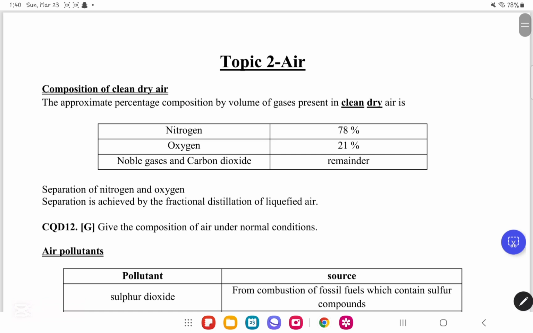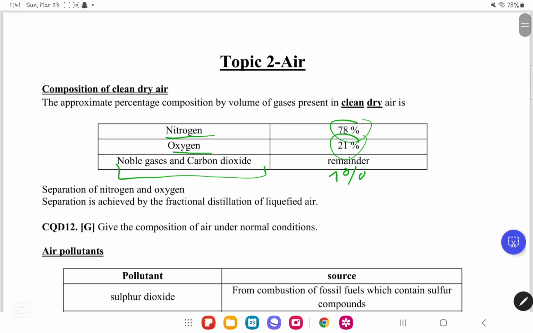So based on the table, we can see that nitrogen is 78% of the air by volume, of course. Oxygen is 21% of the air by volume, and then the remainder is noble gases and carbon dioxide. To calculate the remainder, very simply, you're going to do 78 plus 21%. You will get it to be 99%. So out of 100% of air, only 1% is noble gases and carbon dioxide.